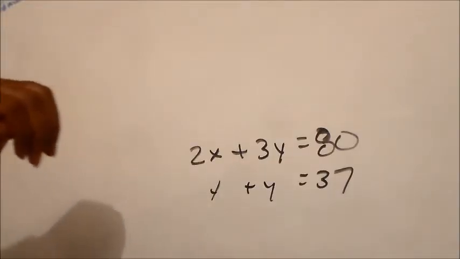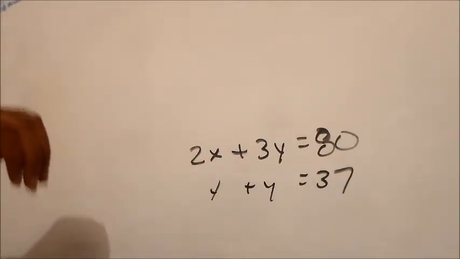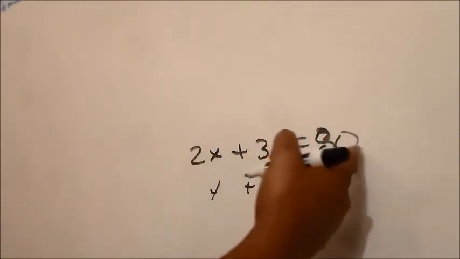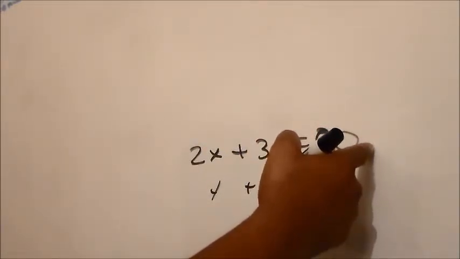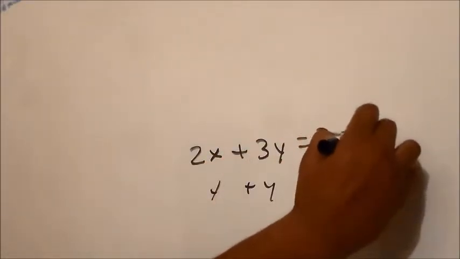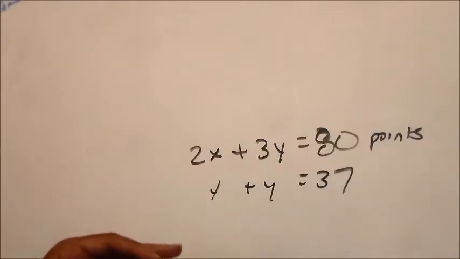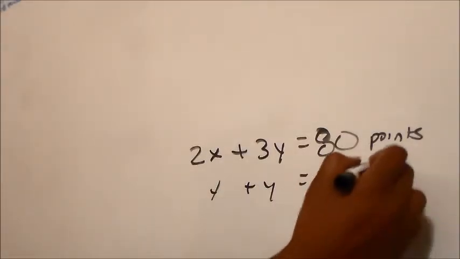So we want to have an equation for the number of points. The 2 and 3-point shots combined gave us 80 points. And the second equation is the number of baskets. So 37 baskets.